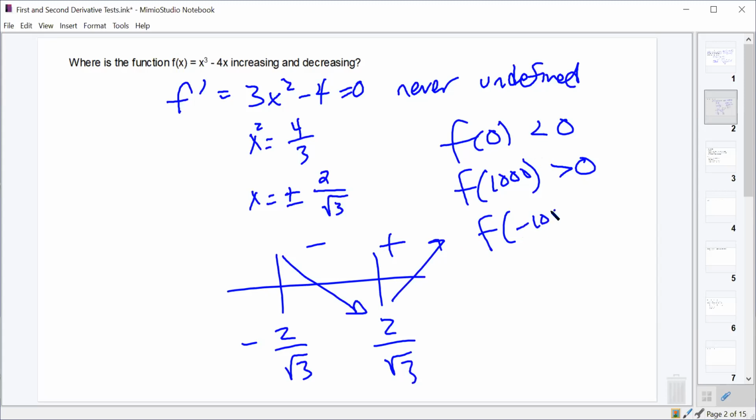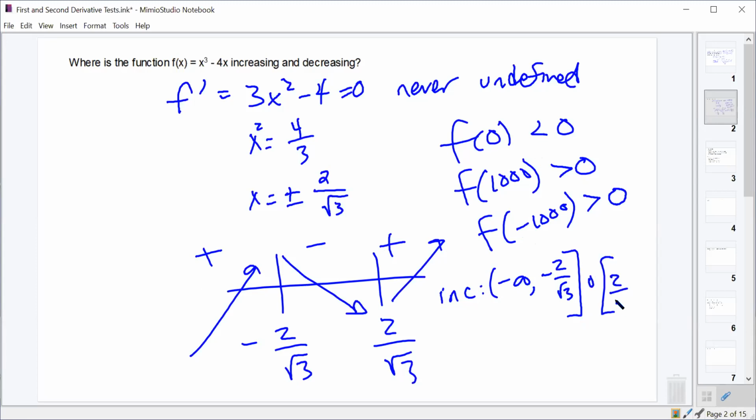And plug in negative 1,000 or something else less than negative 2 over root 3. And what do you get? Square that, it's a very large positive, and it still is positive. Is that what you guys all got? Yes. Great. So we would then say that our function is increasing on the interval from negative infinity to negative 2 over root 3 with a bracket, union 2 over root 3 to infinity with a parenthesis, and decreasing from negative 2 over root 3 to 2 over root 3. Any questions or issues with that?